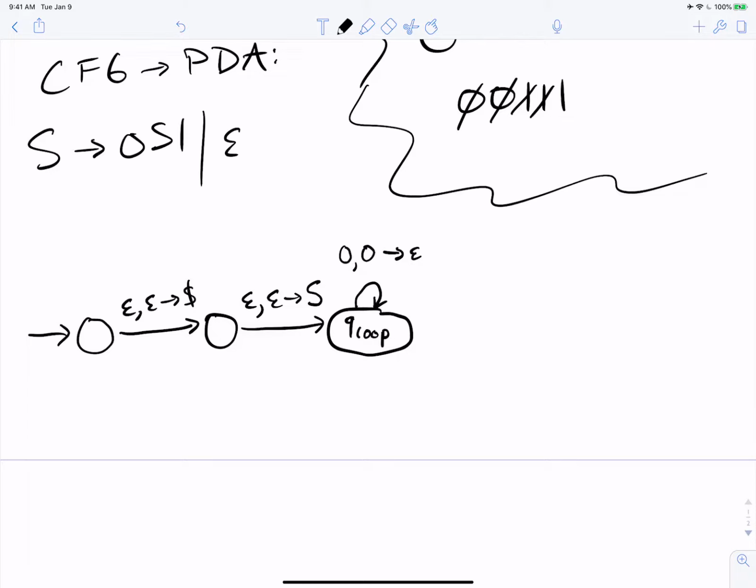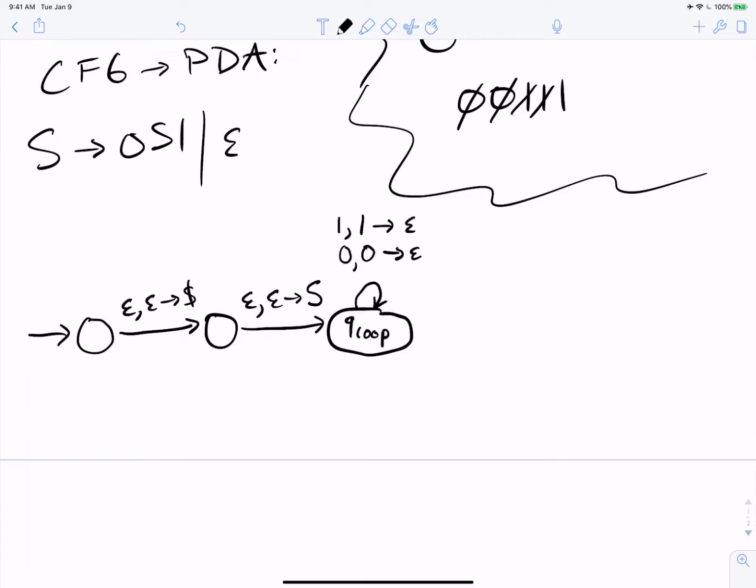If a 1's at the top of the stack, what do we do? What do you expect? Yeah, it's the same thing. So if we have a 1 at the top of the stack, we're going to do very analogous things. As long as we read and pop the same character and push nothing, then we're okay. As long as they match, we're all good.